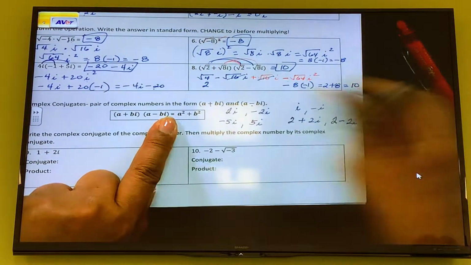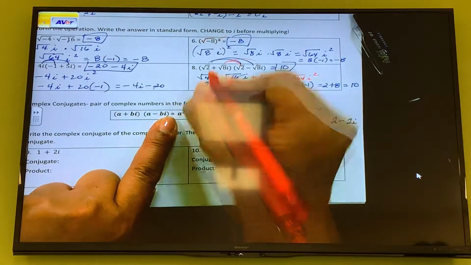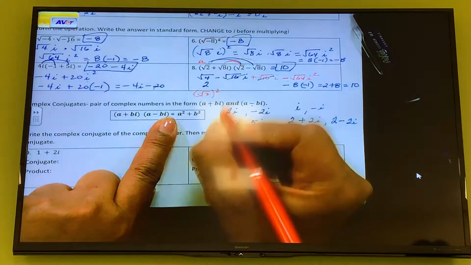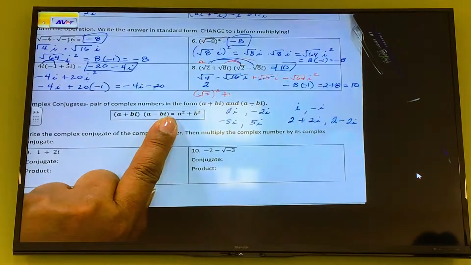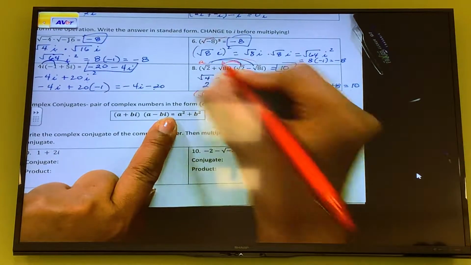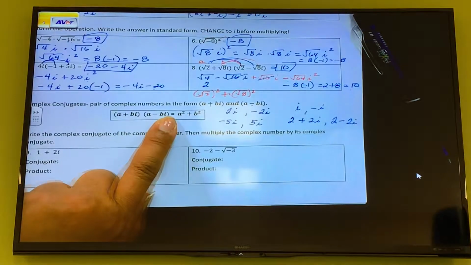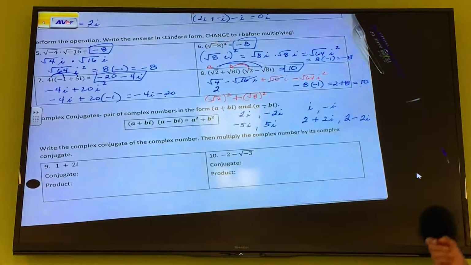So if you do it here, your a is square root of 2. So it's square root of 2 squared. And it's always plus between them. And then your b is square root of 8. And all you need to do is just square it again. Square a, square b, and then add them up. And that will be the answer already.